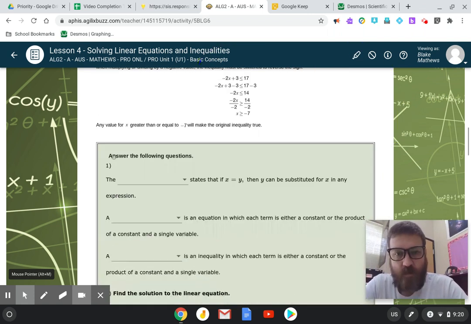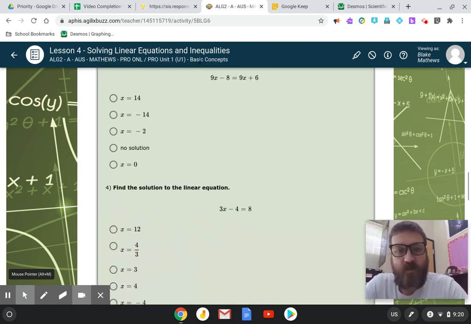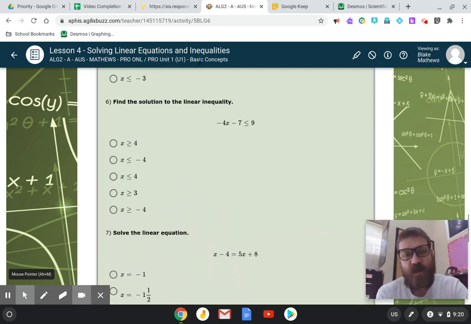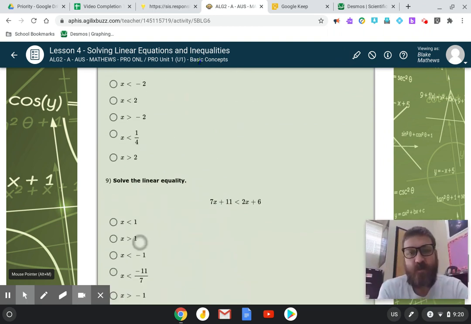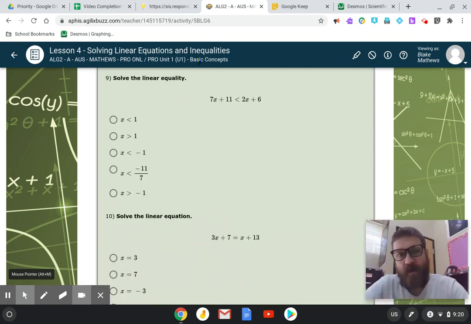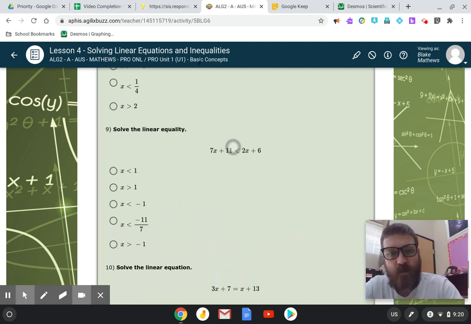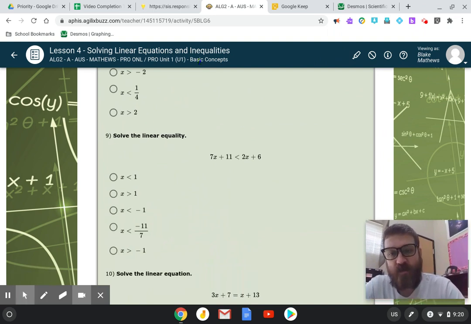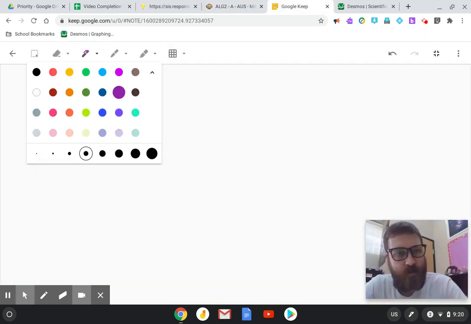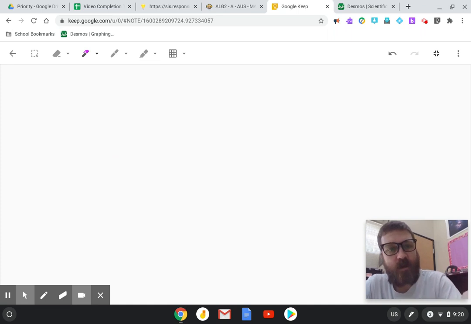So scroll down here. That gets us through most of these problems, and then they introduce inequalities. The only difference between solving an inequality and an equation is that you have a different symbol in the equation. And there is one important thing you have to keep in mind. So let's jump over here and do an example of an inequality.